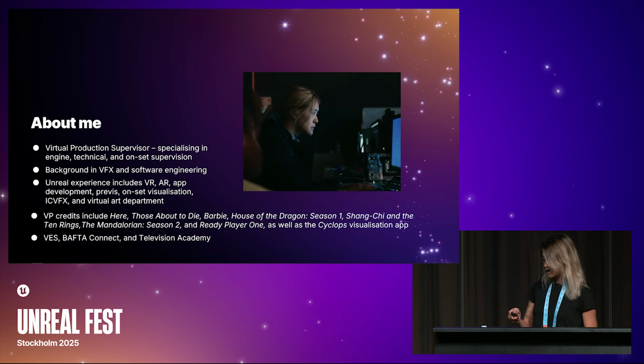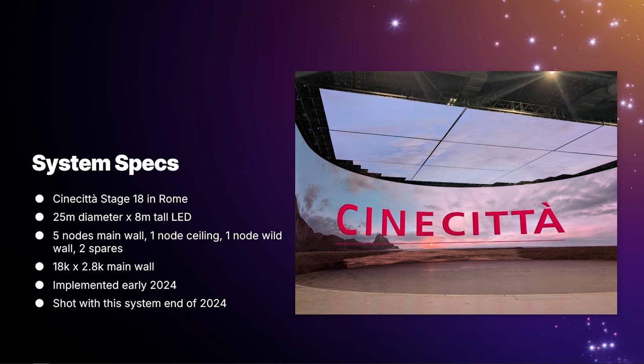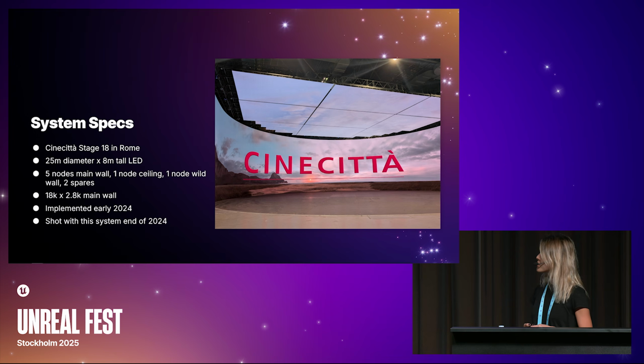The system that we tested all of this on was the Cinecittà Stage 18 LED volume in Rome. It's quite a big volume, 25 meters in diameter and 8 meters tall, and it's got 5 nodes for the main wall, 1 node for the ceiling, and then a wild wall. And then we had spares as well. It's quite high resolution, 18K total for the width of the main wall.